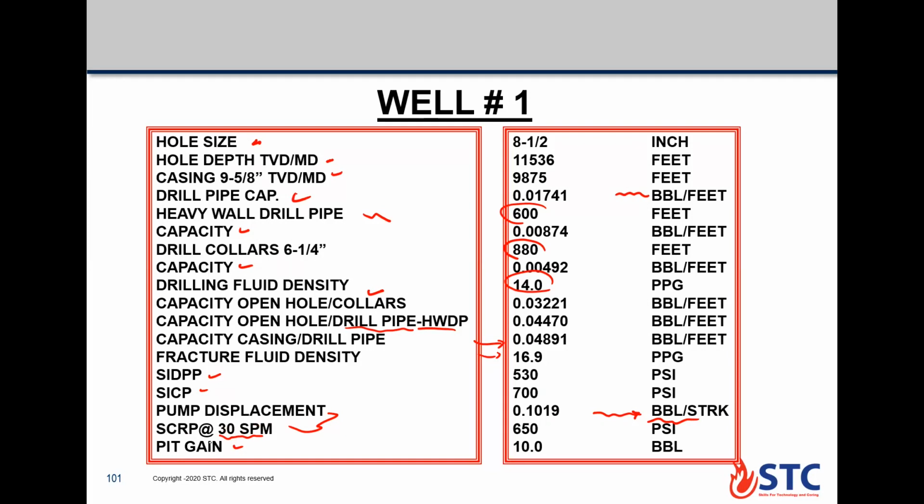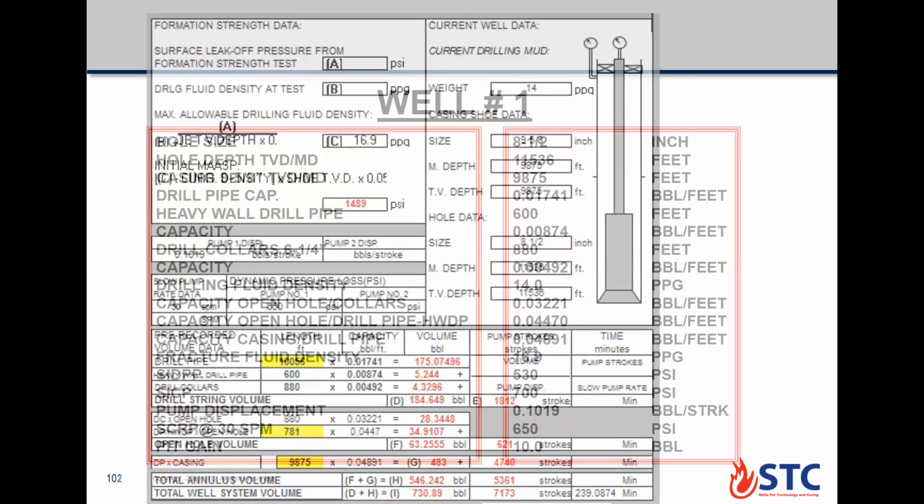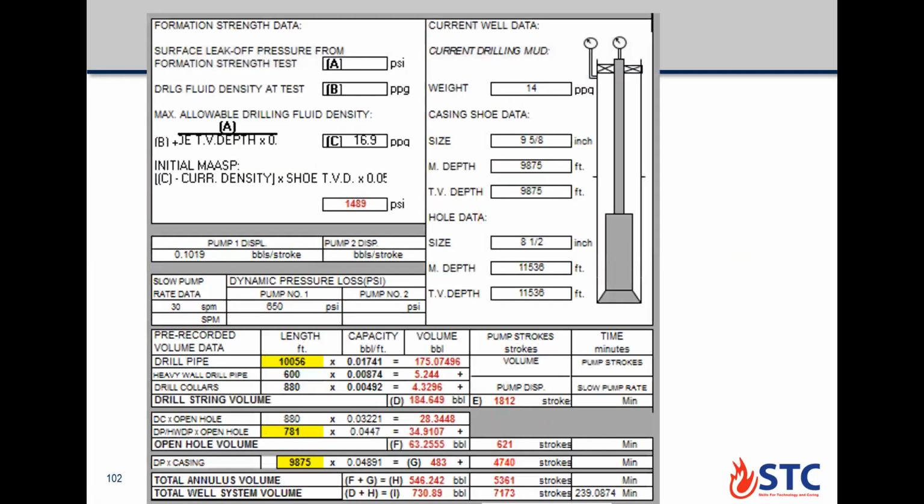So now let's see the kill sheet. Here is the first page of the kill sheet. It's divided into sections as you see. First section here on the top left is formation data. So he may give you in the well data the surface leak-off pressure. If it is given, like this one, then the drilling fluid density at test. So first thing, he needs you to calculate the maximum allowable drilling fluid density, then to calculate the initial MAASP.